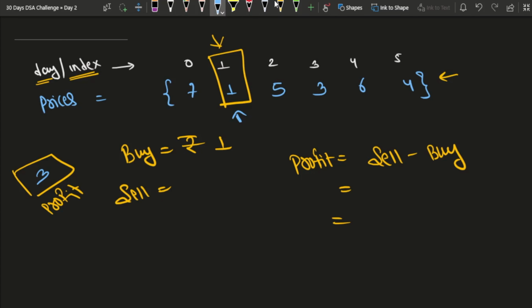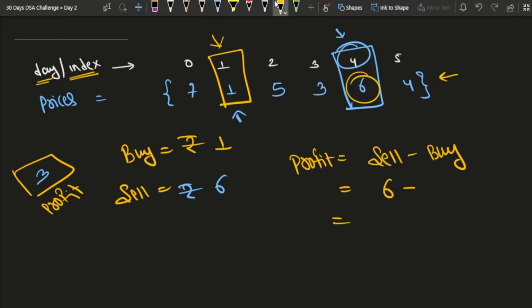Okay, now if I decide that I will sell the stock on day number 4, then how much money will I get? I'll get 6 rupees, right? Why 6 rupees? Because here 6 is written, right? So now what will be the profit?